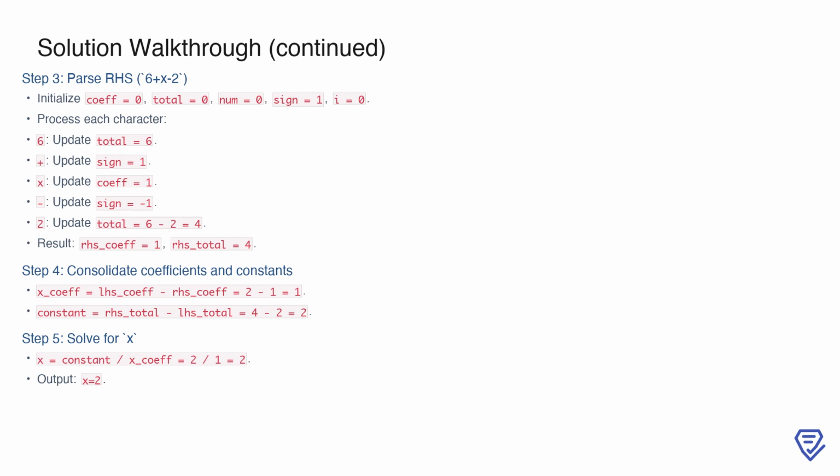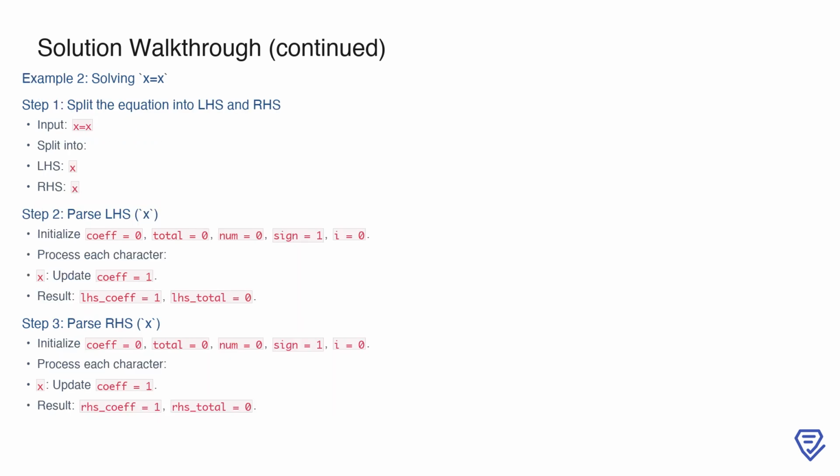Next, we consolidate the coefficients and constants. The overall coefficient of x is the LHS coefficient minus the RHS coefficient, which gives 2 minus 1 equals 1. The consolidated constant is the RHS total minus the LHS total, which gives 4 minus 2 equals 2. Finally, we solve for x by dividing the constant by the coefficient, resulting in 2/1 equals 2. The solution to this equation is x equals 2.